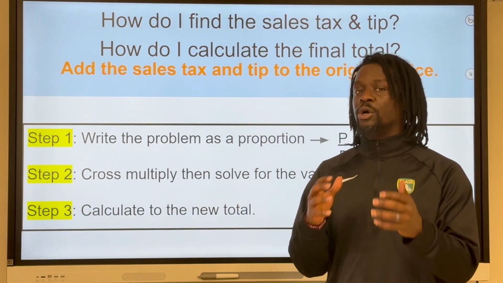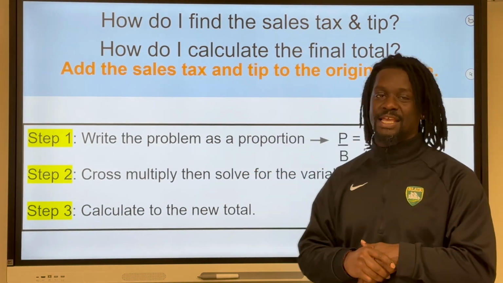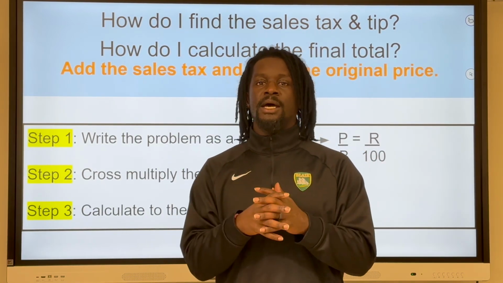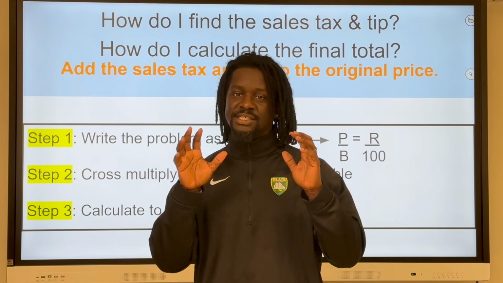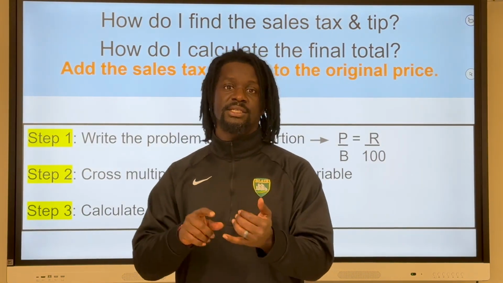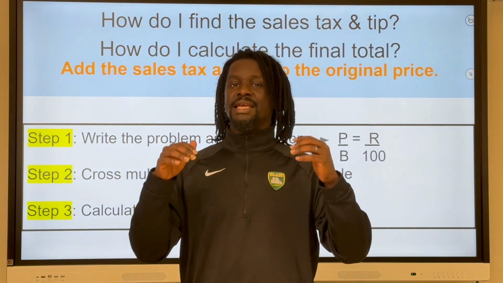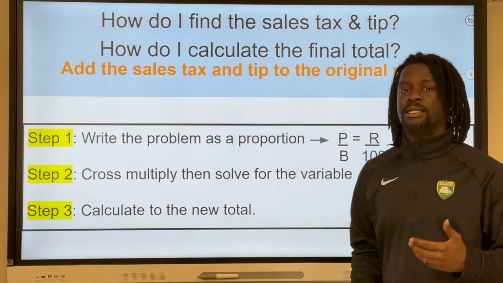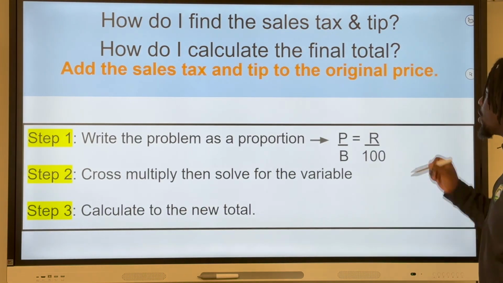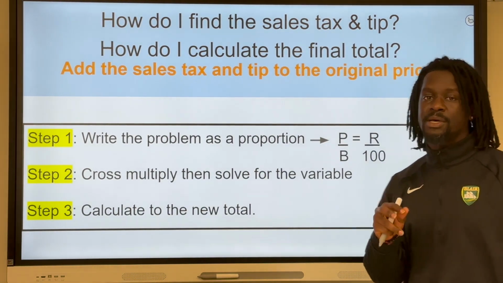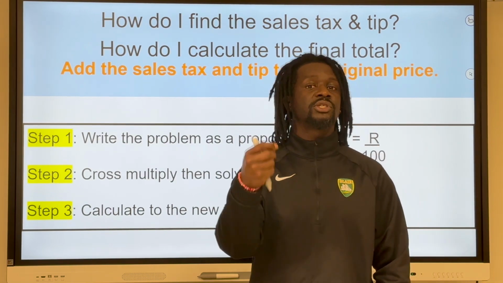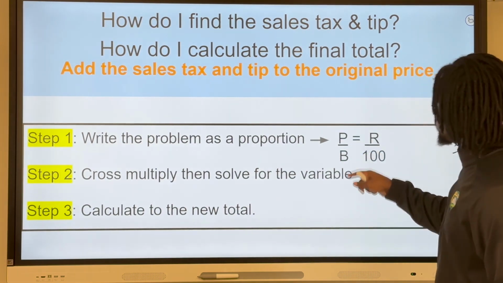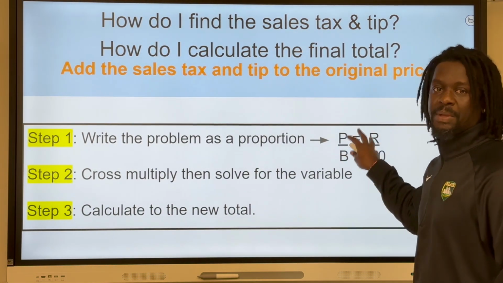All right. What you're going to find is this is the exact same slide that we use for calculating discounts. All right. And so the process is exactly the same when you want to calculate sales tax and tips. So we're still going to set up a proportion using our same letters. P over B equals R over 100. Pretty much whenever you are solving a problem that involves a percent, you will always be able to write or set up a proportion.